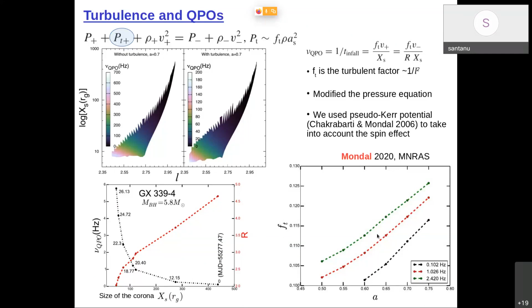We also wanted to check how the turbulence factor changes with spin parameter. So for a given QPO frequency, we have estimated the turbulent factor Ft, and we found that with increasing spin parameter, turbulence also increases.